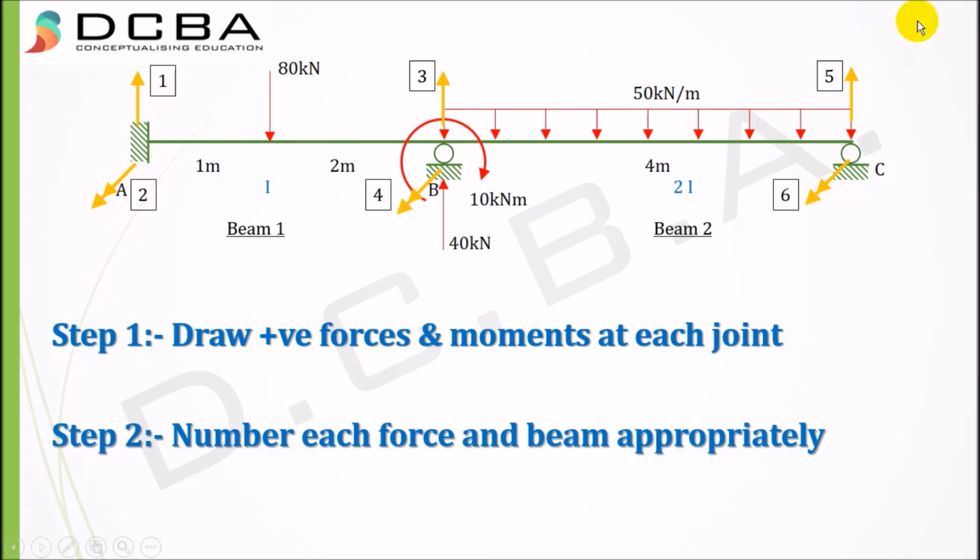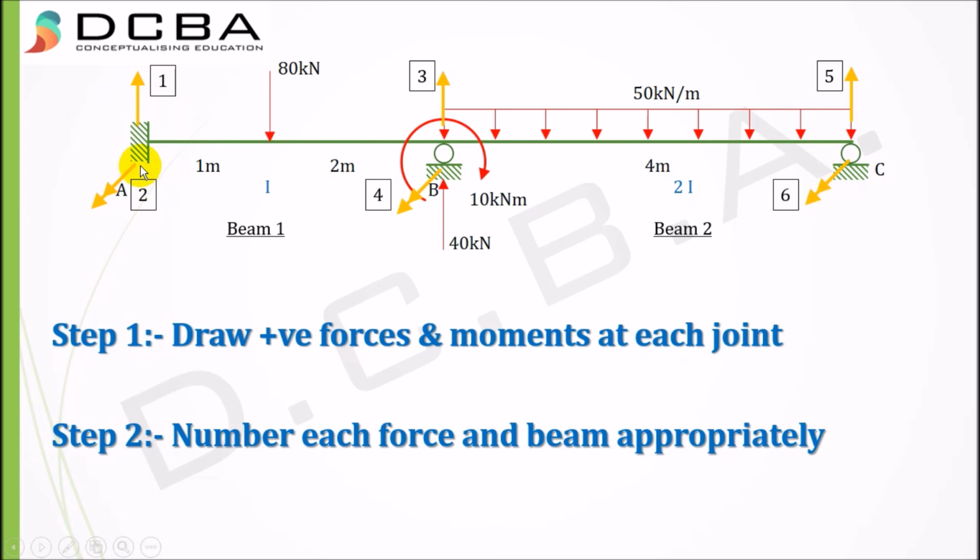This is very important, okay? You have to write the numbers this way only. You cannot interchange the numbers. If you interchange the numbers, then your matrix will get interchanged, and you cannot use the matrix that I'll be using in this sum. So the numbering has to be done this way: first the upward force, then the moment.